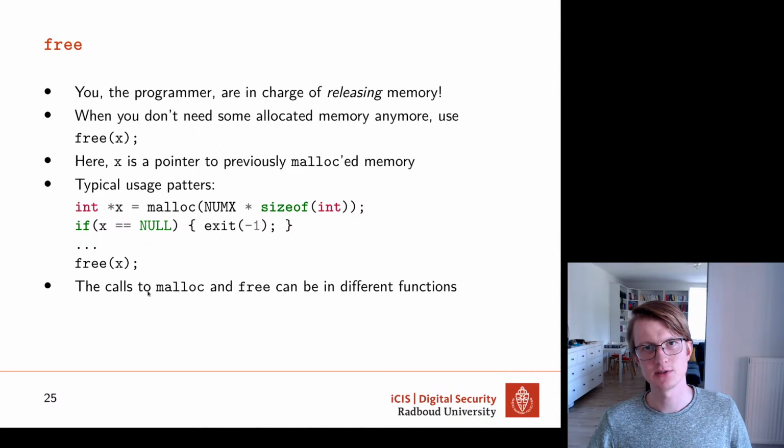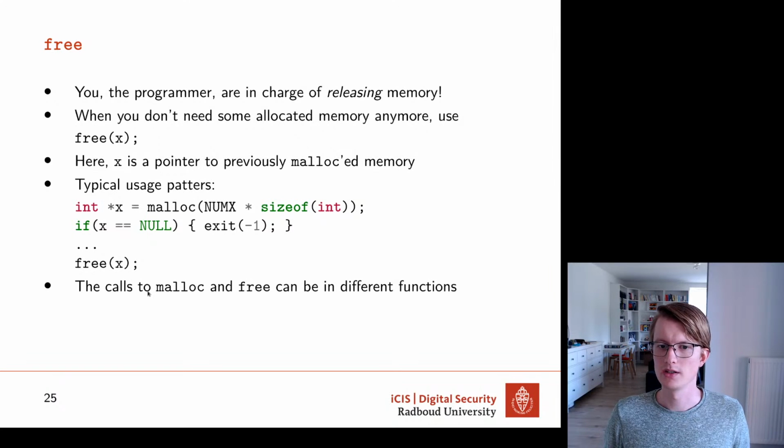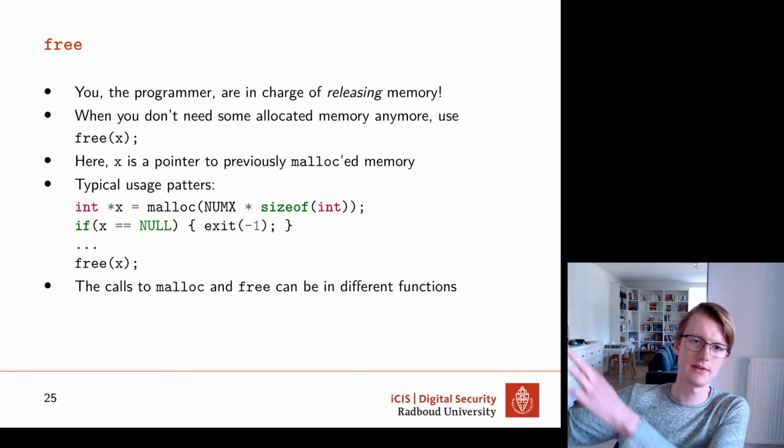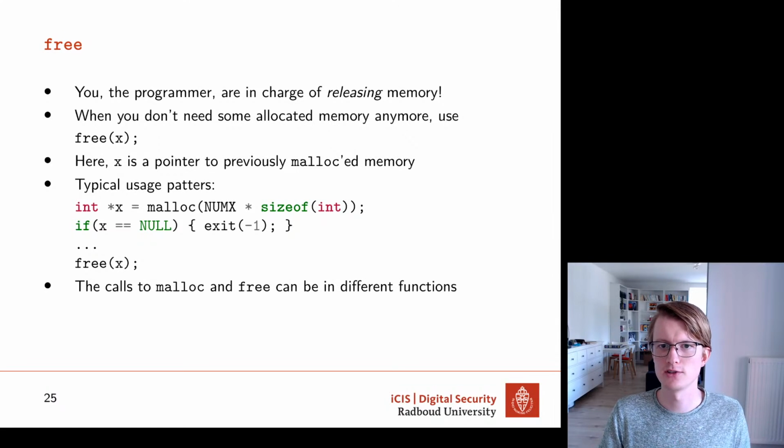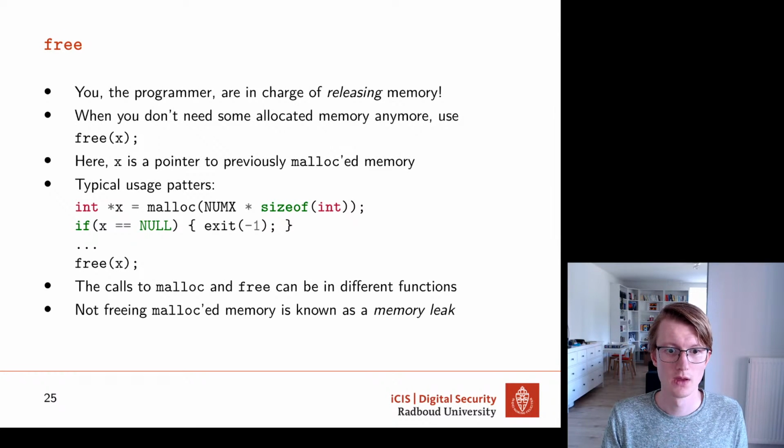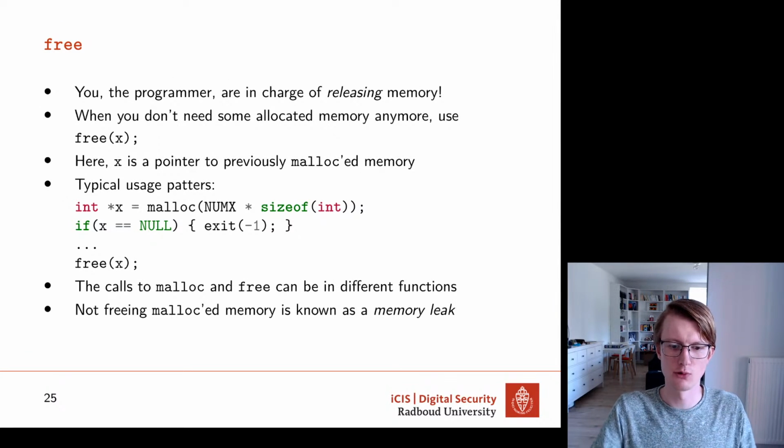And this does not need to be in the same function. It can be that you malloc some memory in a function over here, and then you use it in some other functions, and then you free it sometime later at the end of your program, for example, or somewhere else. If you don't free malloc memory, so don't free heap memory, you call this a memory leak, because you're leaking all over the floor with your memory usage.